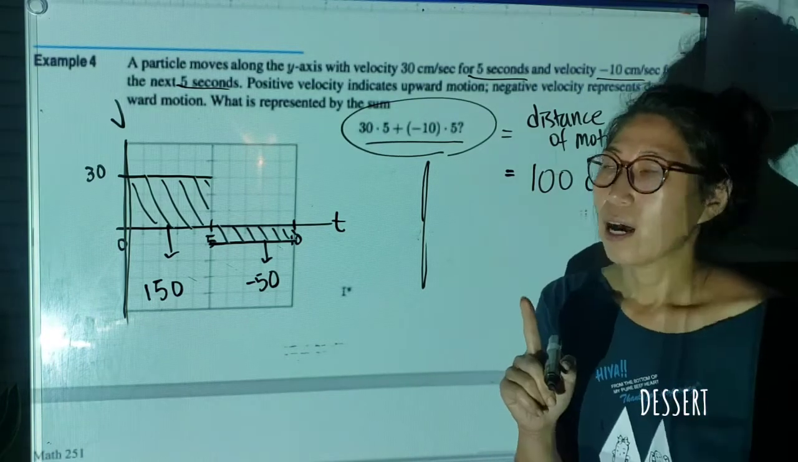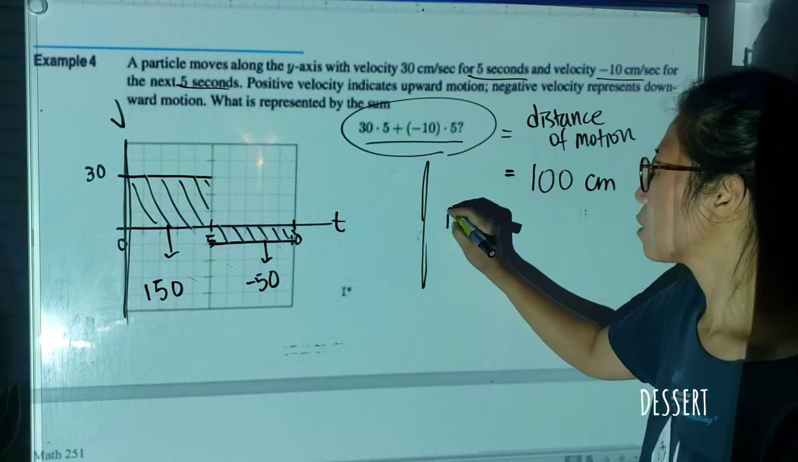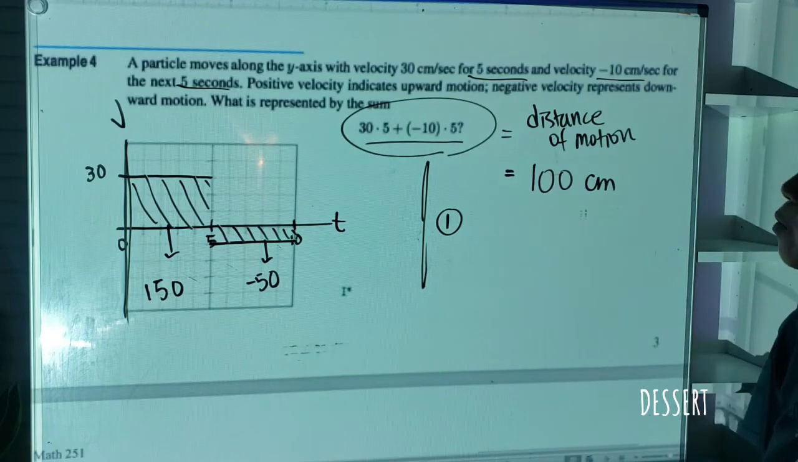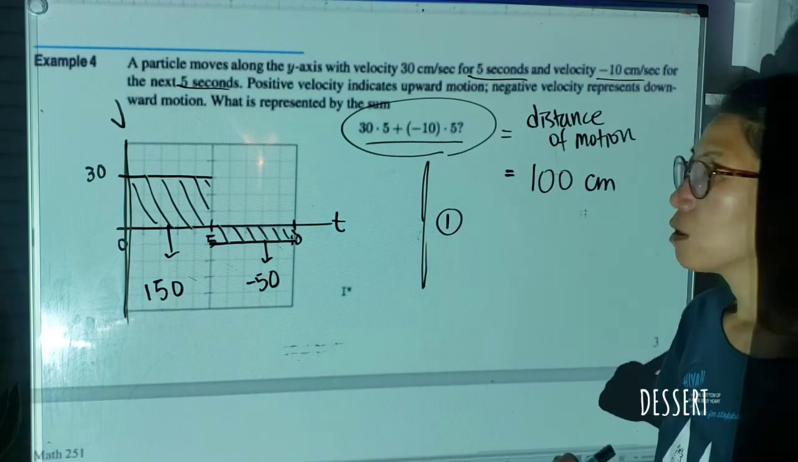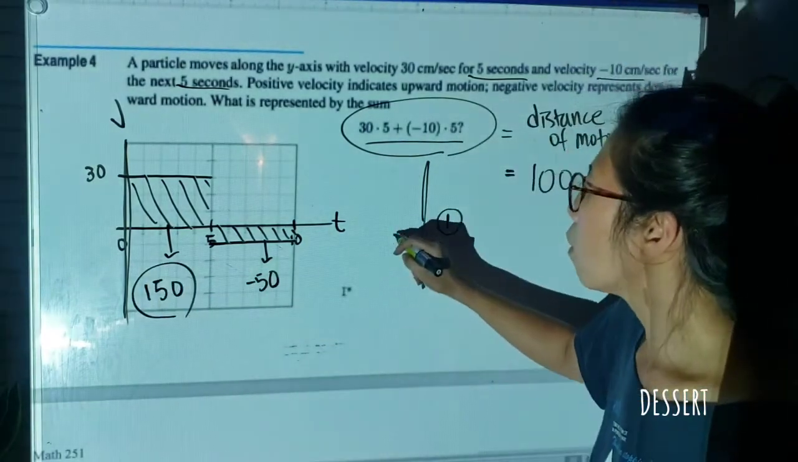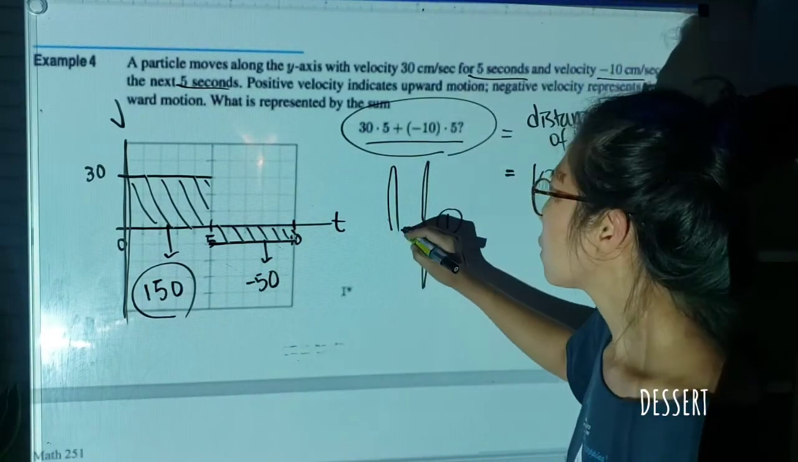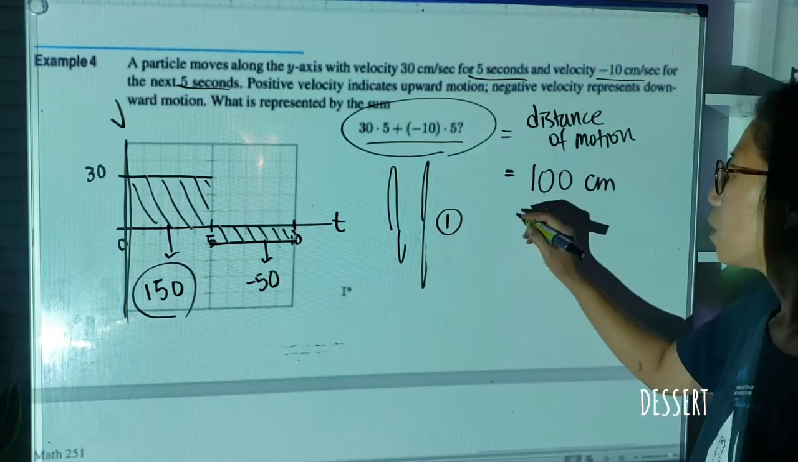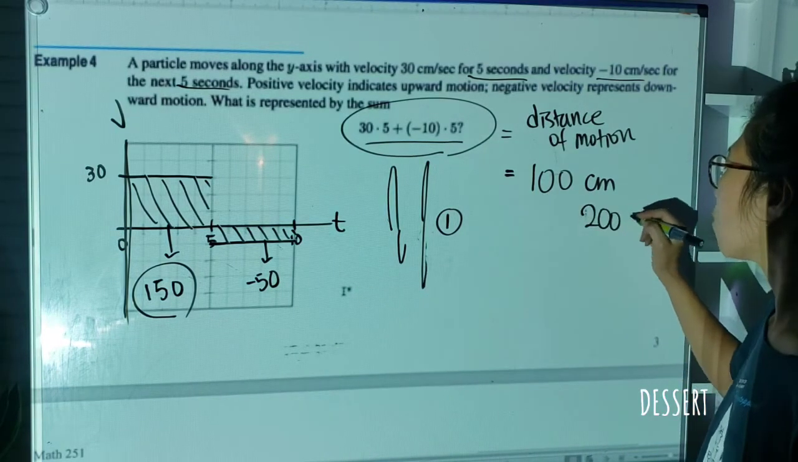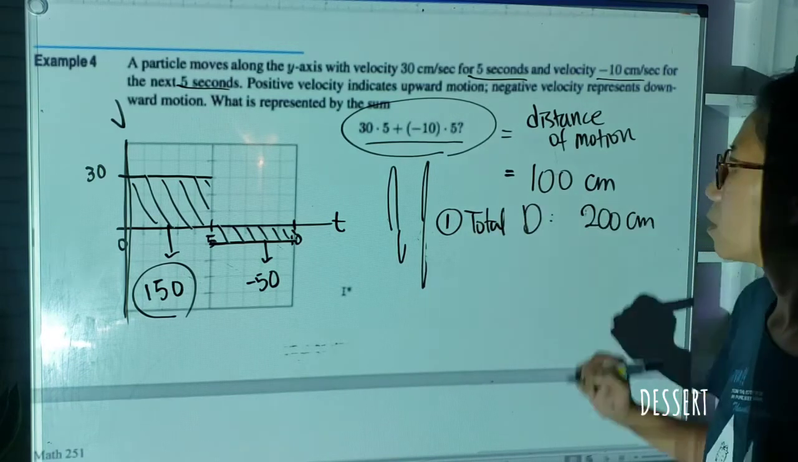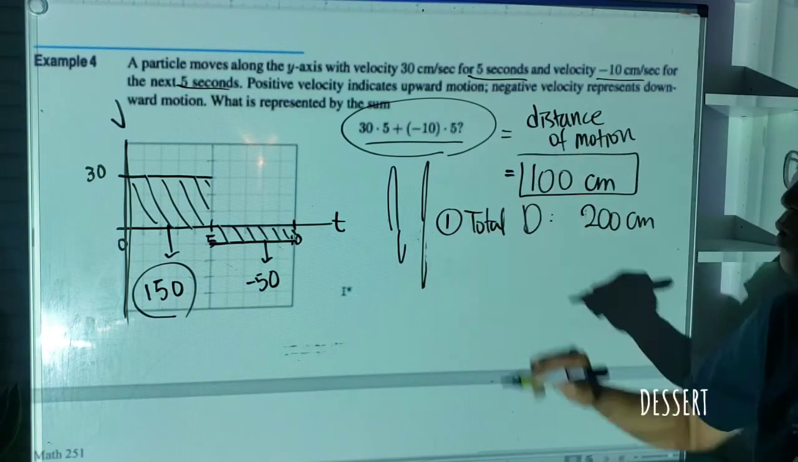Okay, now I want to discuss those two things in here. What is the total distance this object traveled? Total distance will be the first 150 going upward and then the next 50 going downward. So total distance traveled was 200, like a mileage. Total distance. But why did we get only 100?